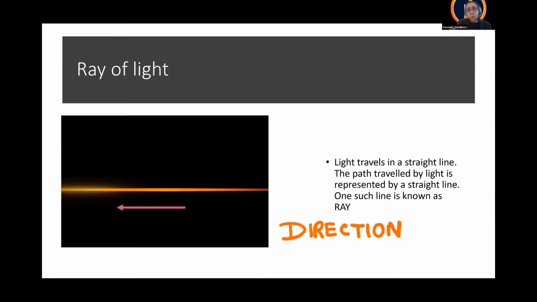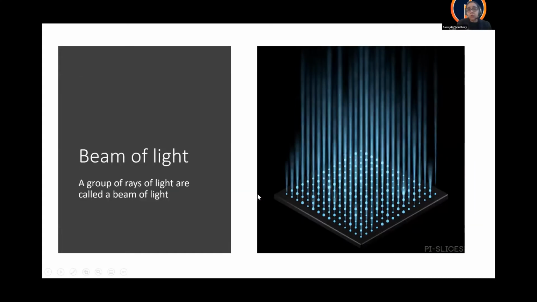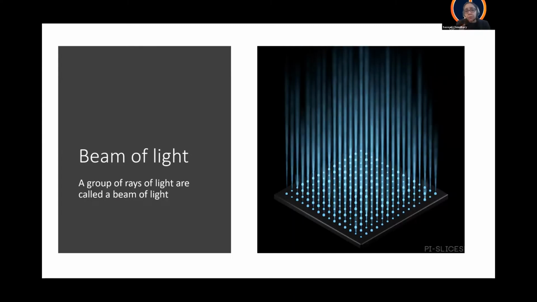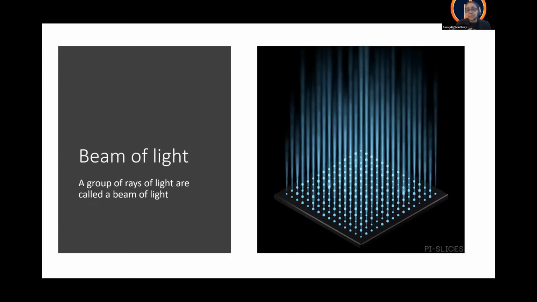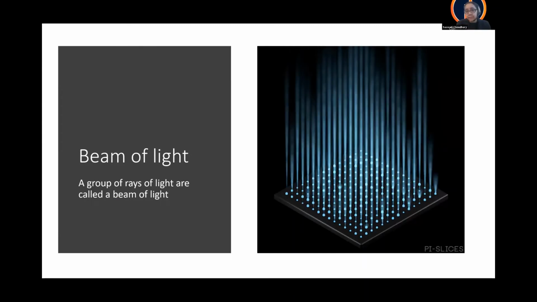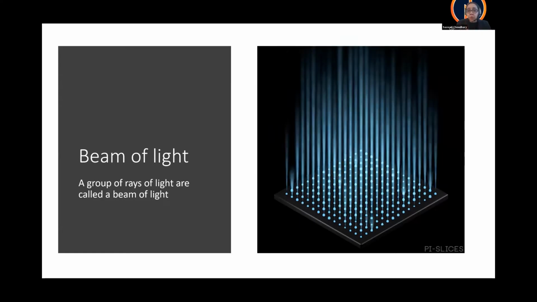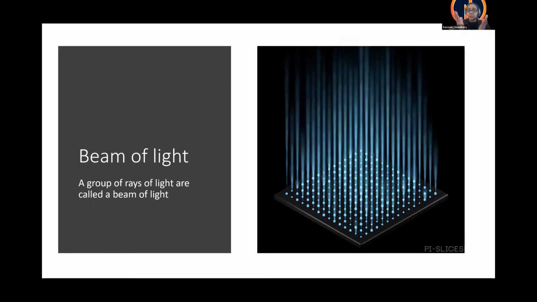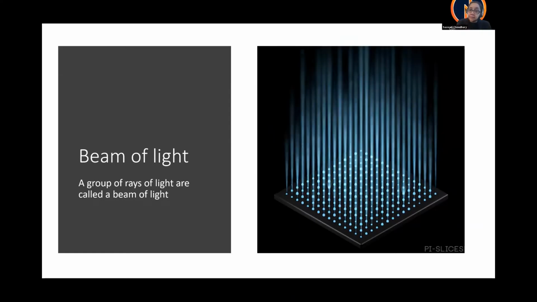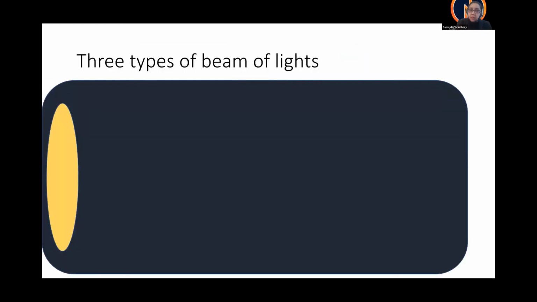Now coming to what a beam of light is. A beam of light, on the contrary, is just a group of rays of light. We call it a beam of light. As an example, you can see here that when a group of rays travels in a particular direction, we call it a beam of light. Now there are 3 types of beams of light.